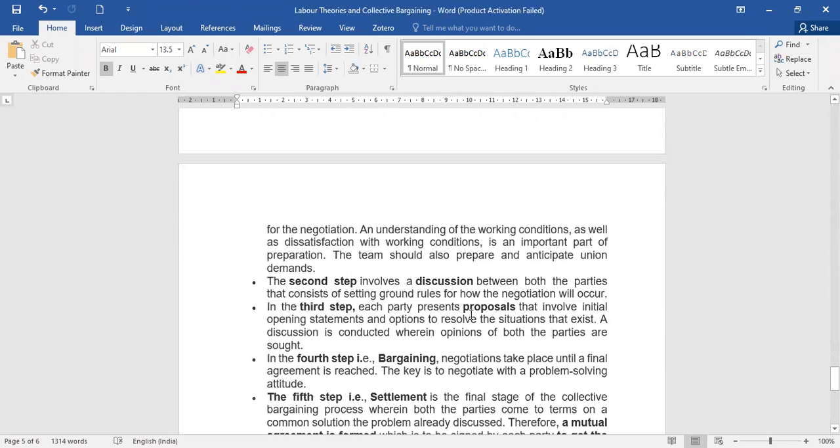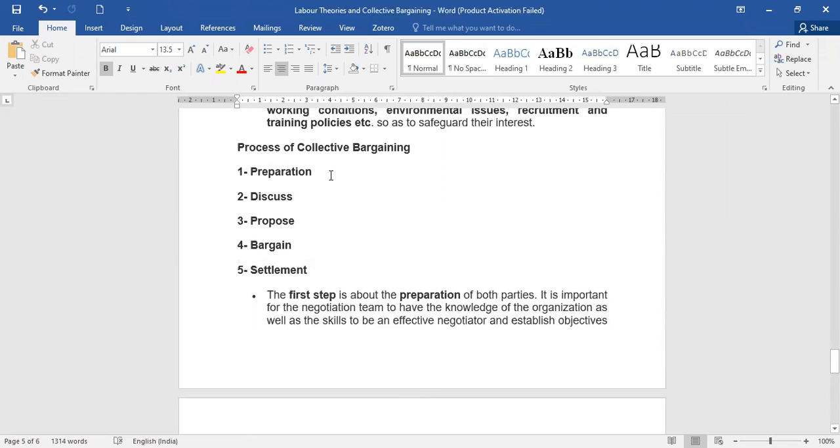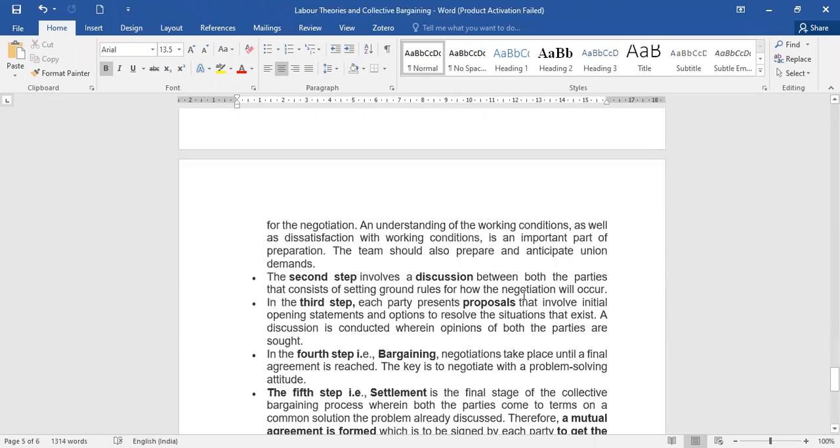Then the second step is discussion. Based on whatever issues they have, there has to be a discussion, wherein the third party will help the people speak up and discuss, so that they can negotiate and find an answer or solution for the problem.